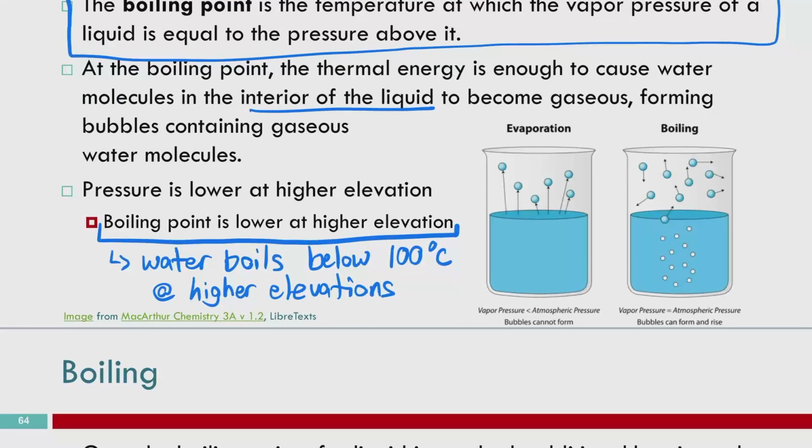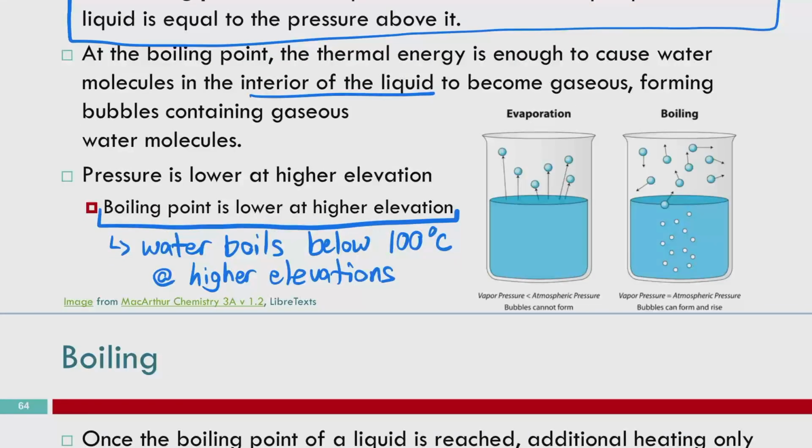If you were in Denver, the Mile High City, they're at a higher elevation, the boiling temperature is going to be lower, and so you're always going to have to add a little bit of time anytime you cook something in boiling water.